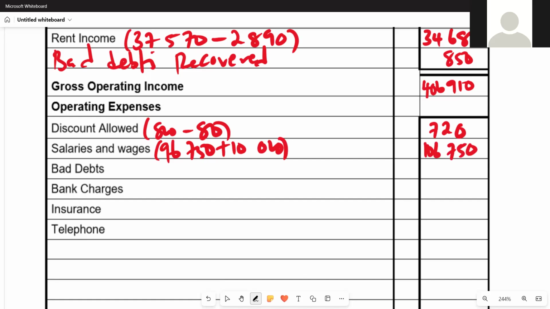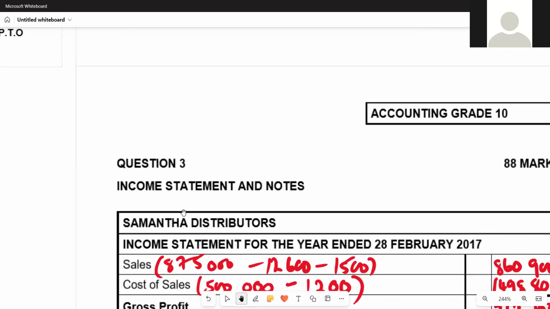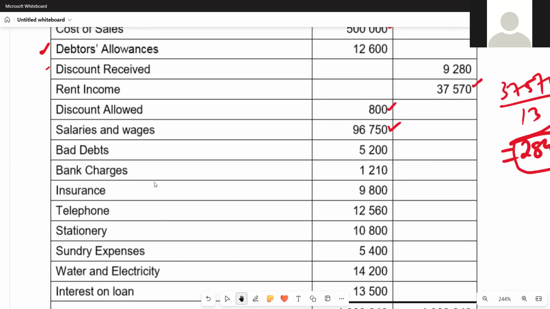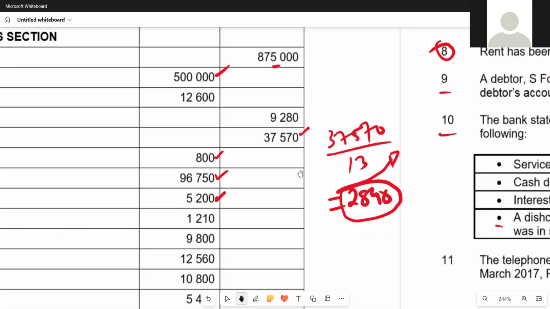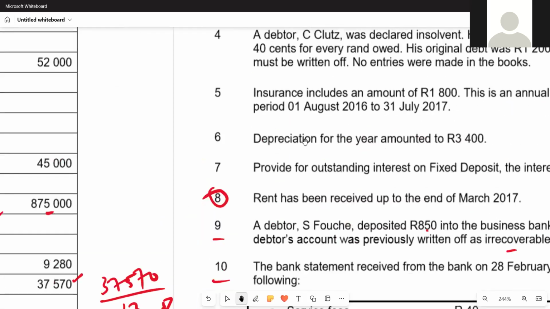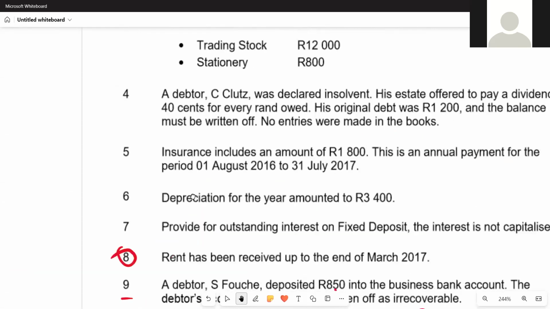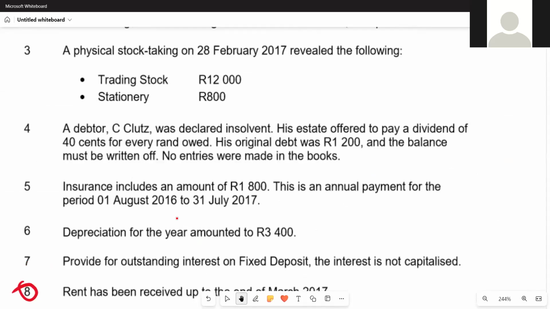Then we go to bad debts. For bad debts again, we are going to go to our list of balances to check if we've got our bad debts there. So you see that we've got the bad debts, we have our 5,200. Then I will check in additional information if we've got any other bad debts. If you come to additional information number 4, let's try to read it.